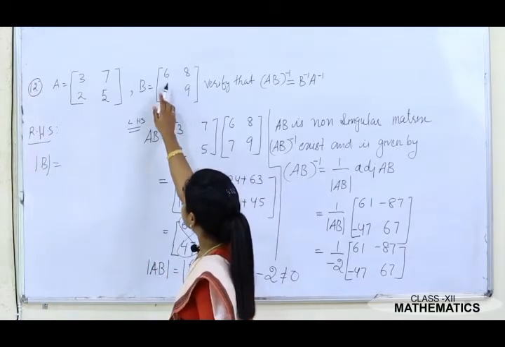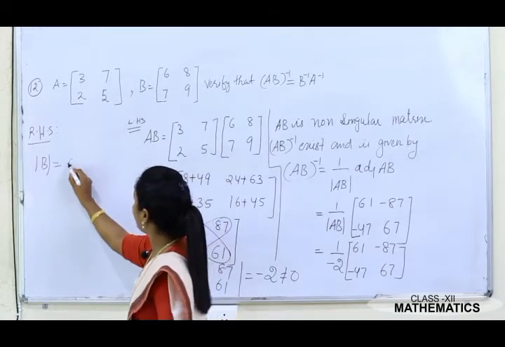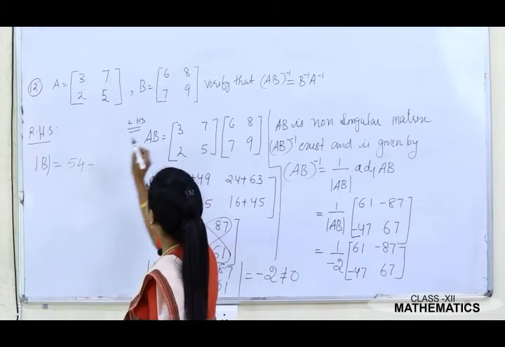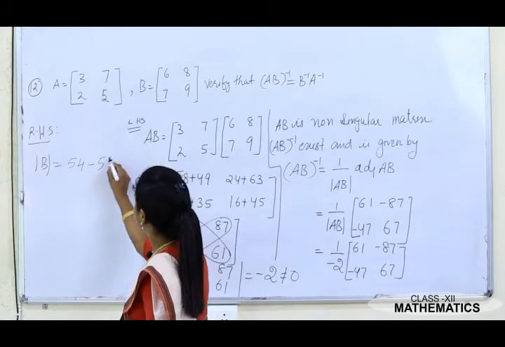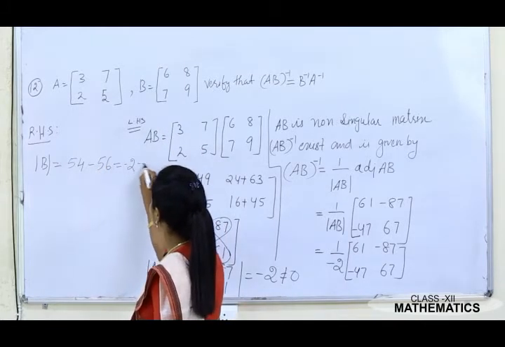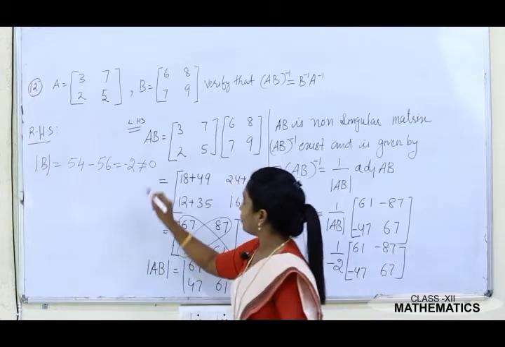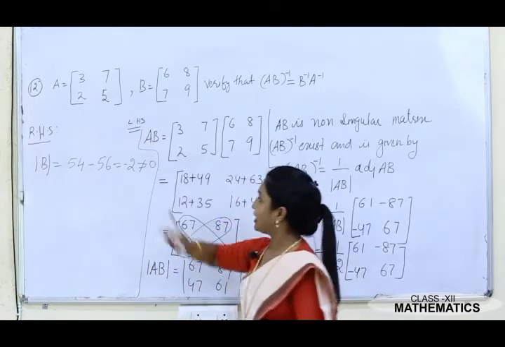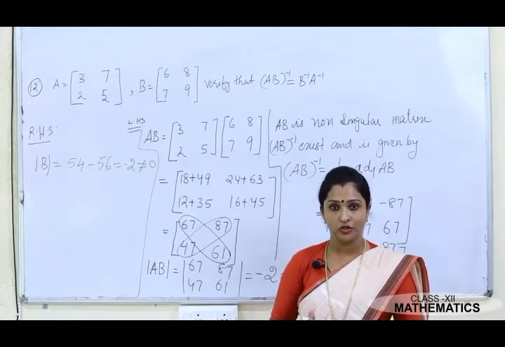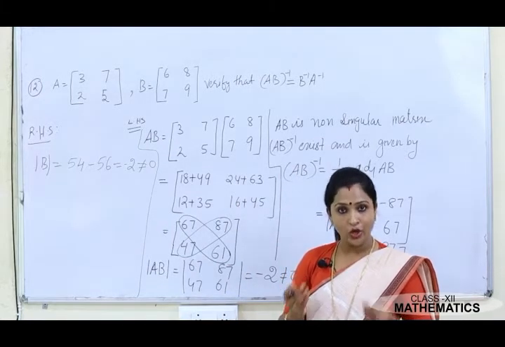देखिए 9 6 how much? It is 54 minus how much? 8 7 it is again 56. So you are going to get minus 2 which is not equal to 0. ठीक है. इसको हम यहाँ से थोड़ा सा अलग कर देंगे. So this minus 2 not equal to 0. Minus 2 not equal to 0 means it is again a non-singular matrix.